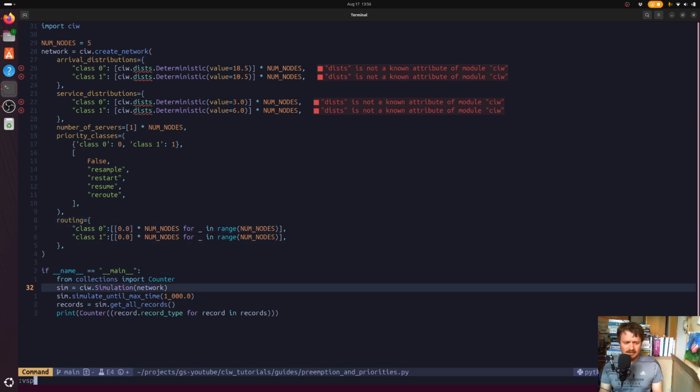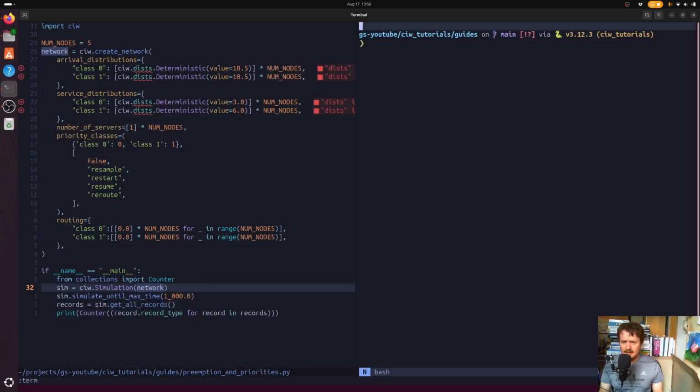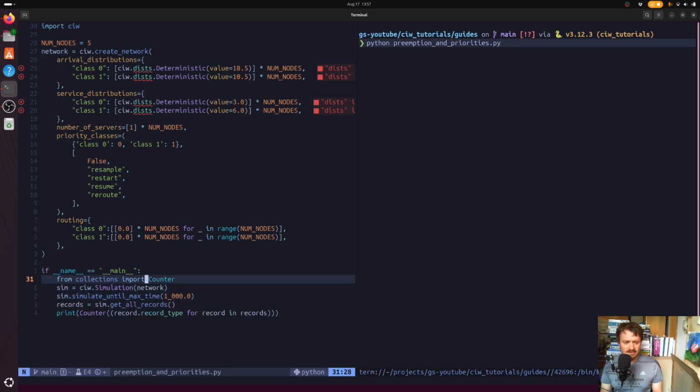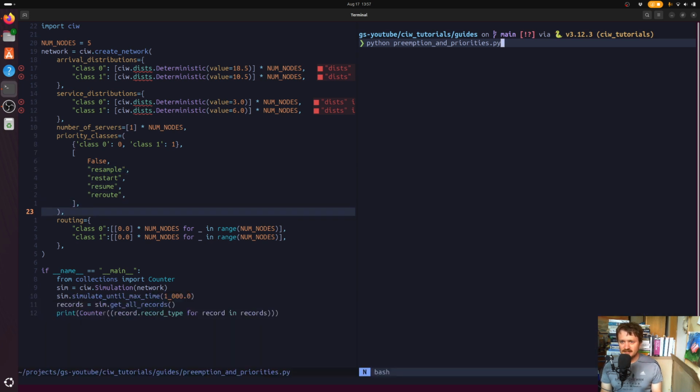Now let's take a look at running this example. If I go run preemption, you can see, just to jump back for a moment to the example, that I set up a simulation with that network that we defined above. We run for 1,000 units of time, because why not? It's a number. And then we get all the records. Here I'm just printing a counter of how many of each of the record types. The record types will not tell you which of these different scenarios of reroute, resume, restart, etc., but it will tell you whether it was an interruption versus a service for that record.